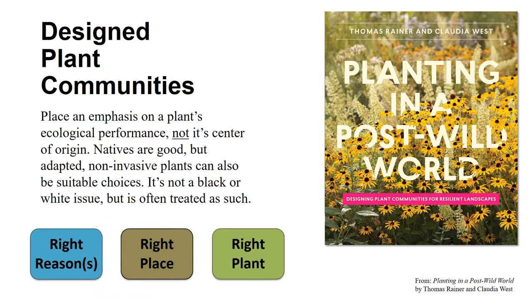And I actually like to think about this when I teach my students, I flip this around, and this becomes the equation of how we pick our plant materials. What do we want it to do? So what's our reason? What are the site constraints that we have to work with? So what is the right place? And then finally, using those to help us pick what is the right plant for that situation. So instead of starting with the plants, we use the other constraints to help us develop a plant list for this site. And this kind of thought process is also supported by the Rainer and West book.